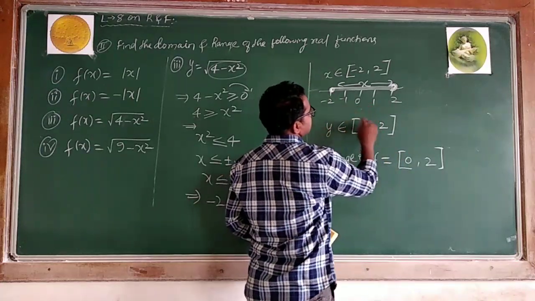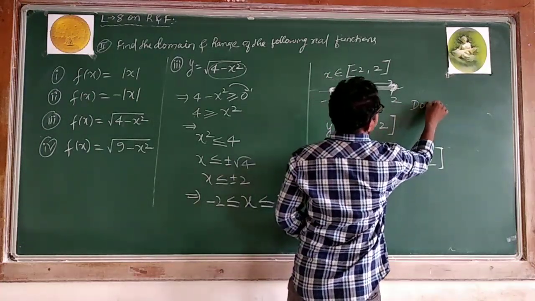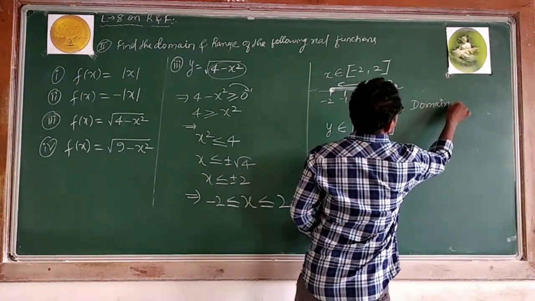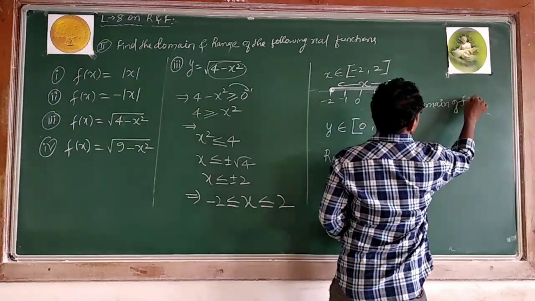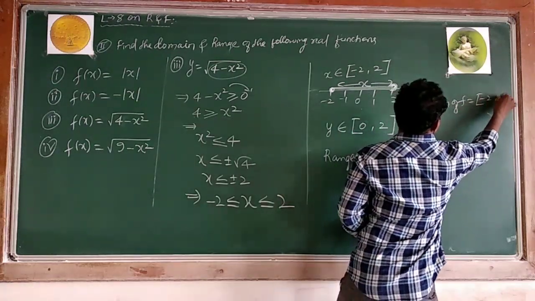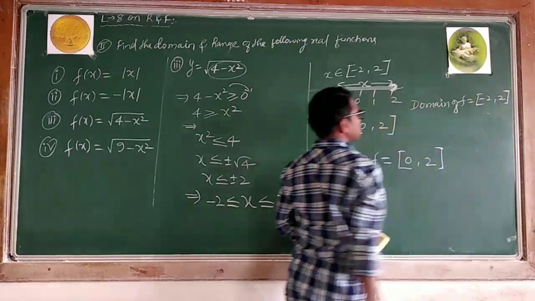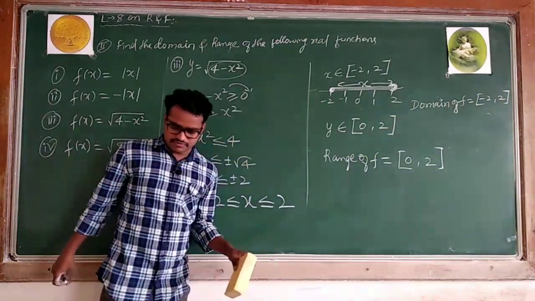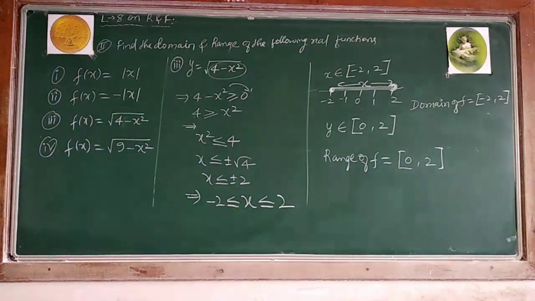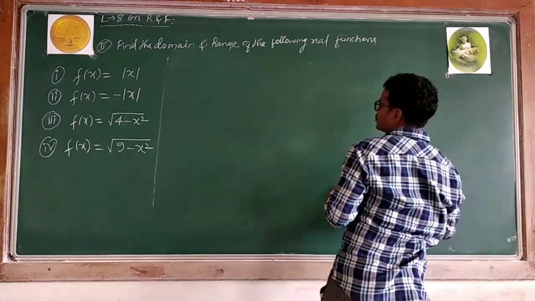Domain of f is minus 2 to plus 2, both included. This is about finding domain and range. This is the third problem. What is the fourth one? Given.